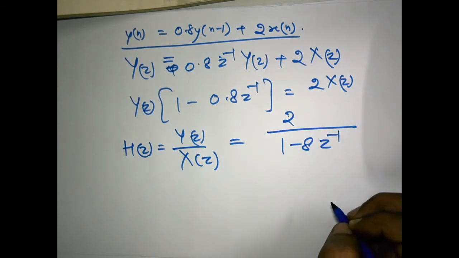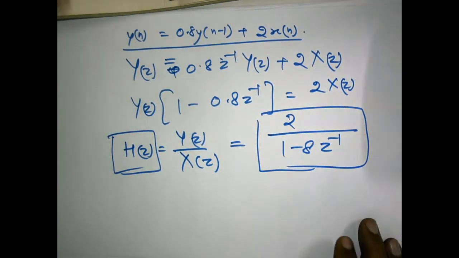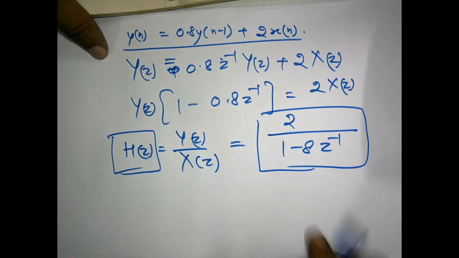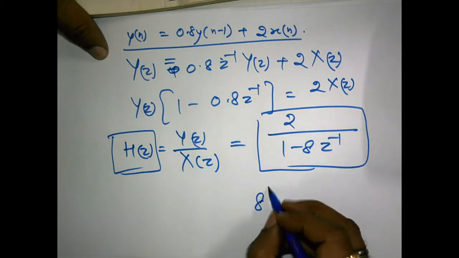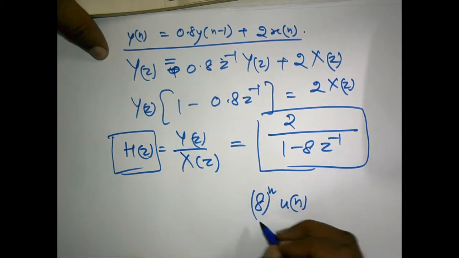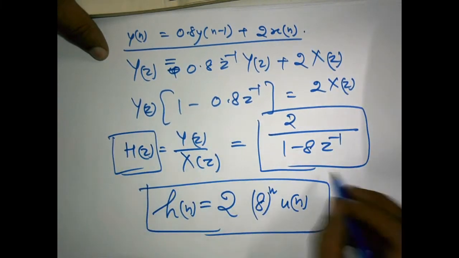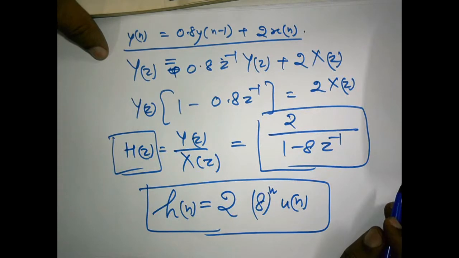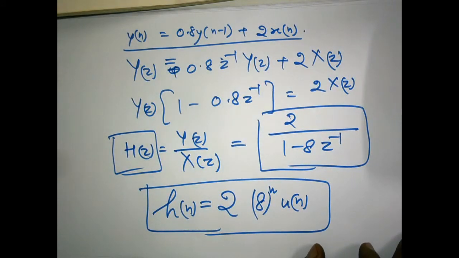Now if you look at this signal, you can very easily estimate by taking the inverse z transform what h[n] would be. This is of the form 1 over 1 minus alpha z inverse. So it is 0.8 to the power n u[n], and that too was multiplied with 2. This is the signal if you take the inverse z transform. Simply by looking at the table of z transform pairs, you can very easily estimate this value. So if one form is given to you, you can reach the other form.